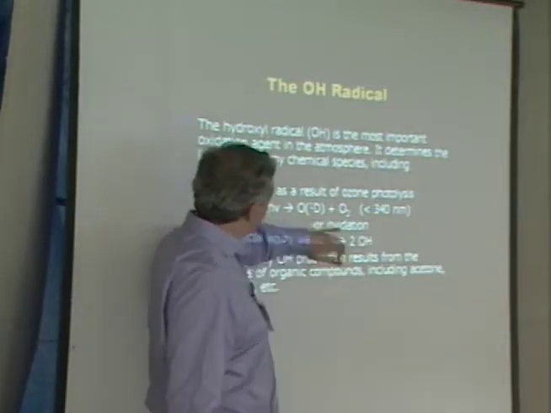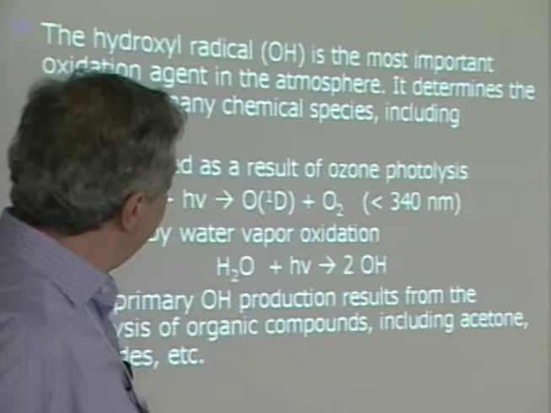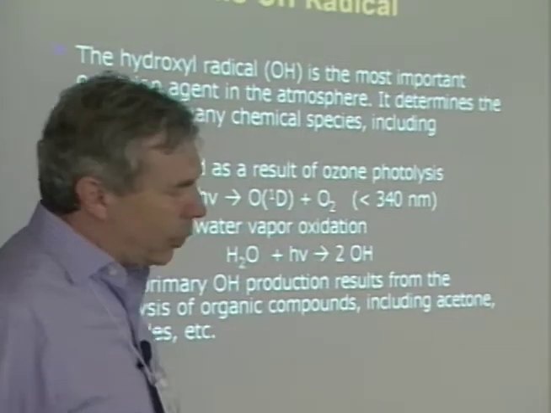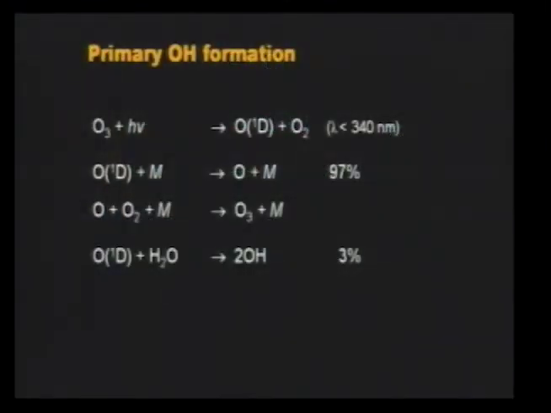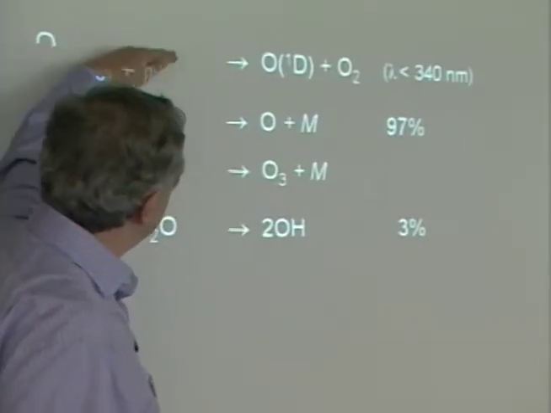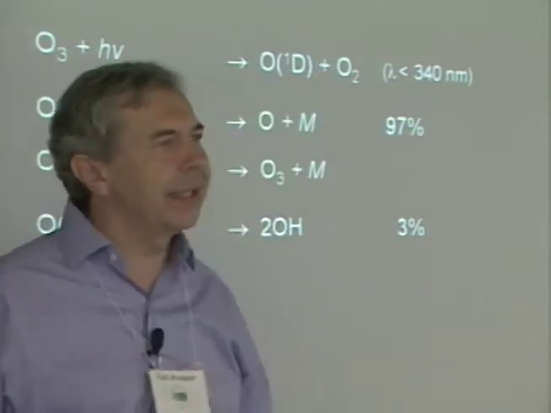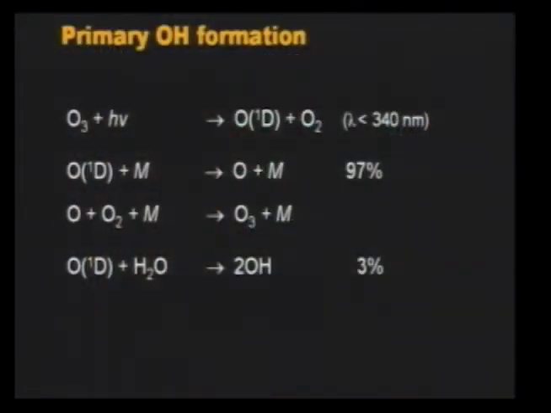We start with the photolysis of ozone at short ultraviolet wavelength. The O single D, mostly, is quenched down to atomic oxygen, and this oxygen atom then goes back to ozone. So basically, this is a null cycle in perhaps 97% of the cases. But once in a while, O single D doesn't collide with any other molecule, but it collides with water vapor. In that case, it's not quenched back to atomic oxygen and back to ozone, but it produces OH. So this is how OH is produced. This is the primary OH formation.